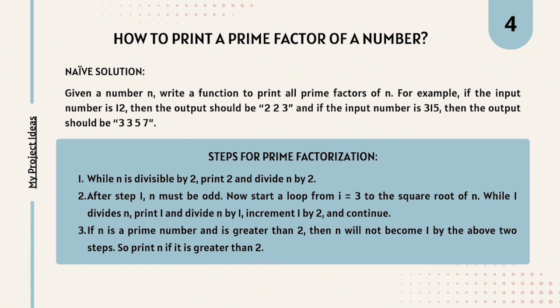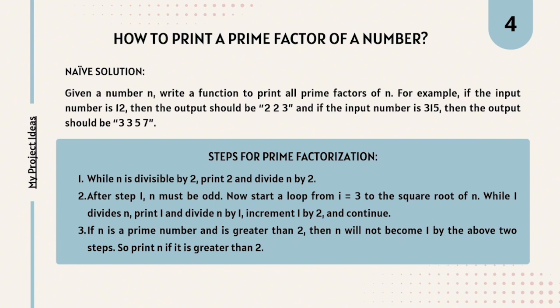Then if after step 1 your n is odd, you start a loop from i equal to 3 up to the square root of n. The same logic is used to check whether a number is prime, but here you are using the factors. If n is a prime number greater than 2, n will not become 1 by the above two steps, so print it if n is greater than or equal to 2.